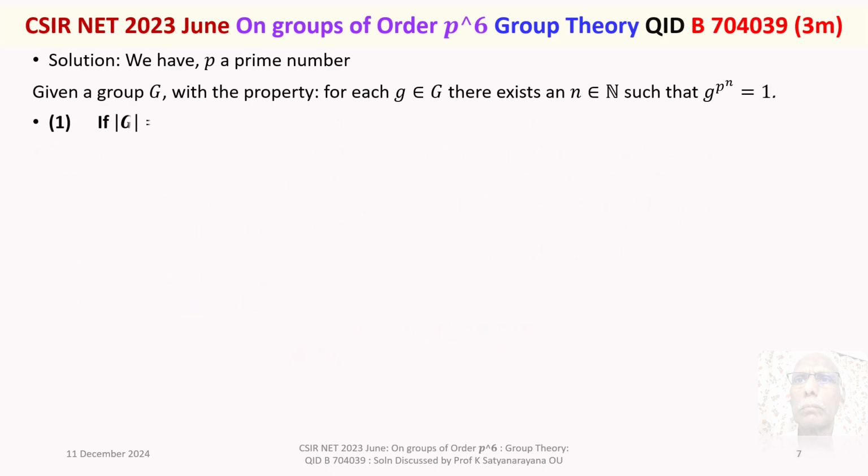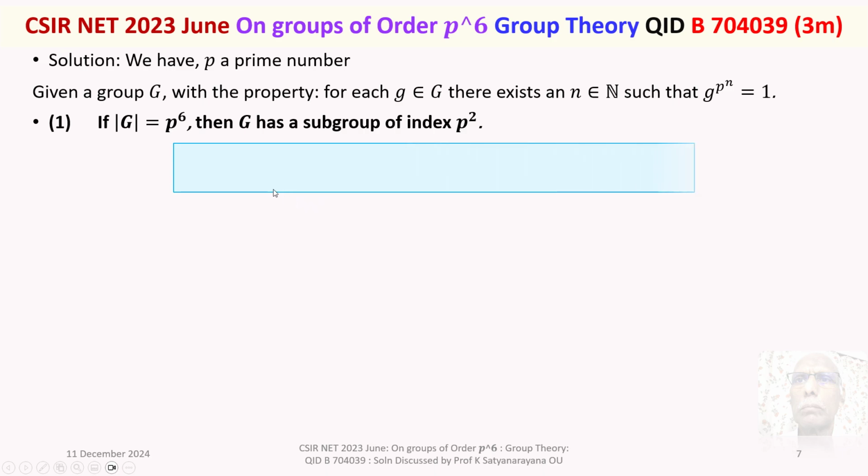Right. Option 1. If the order of G is P to the power of 6, then G has a subgroup of index P square. So whenever the order is P to the power of 6, G has a subgroup H whose number of distinct cosets is P square. That is the index. Anyway, let's recall Sylow's first theorem.